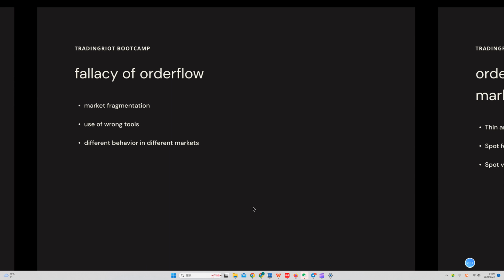There are a few issues with this. Besides the obvious fact that there is no holy grail to trading, the problems with order flow are that markets are fragmented. Obviously, crypto. You have a lot of different exchanges in crypto. This is your fragmentation. You have so many order books in crypto where it can get a little bit confusing.